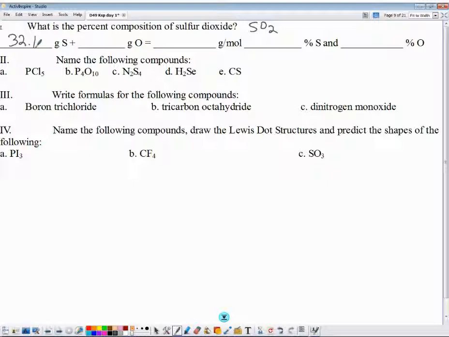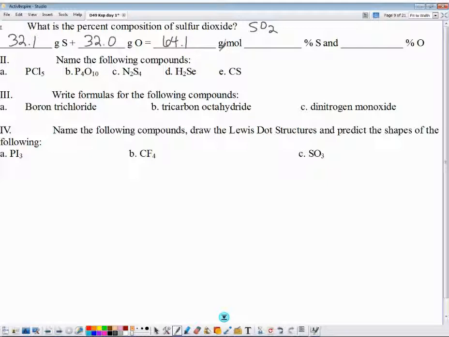Excuse me, Tyler. What is the complete molar mass of 2 oxygens? 32 grams. 16.0 plus 16.0 is 32. And so, Hunter, what do I get when I take 32.1 and add to that the 32.0? I get 64.1 grams found in 1 mole.